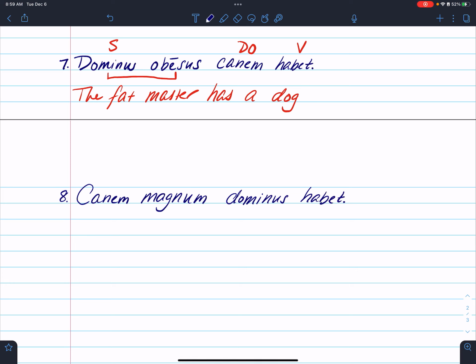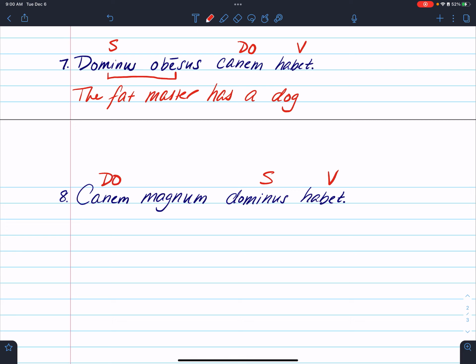Okay. Canem magnum dominus habet. Say it. Canem magnum dominus habet. All right, now. My verb is habet, right? It has been singular this whole time, except habent in example 3. True, except habent in example 3. Thanks, Tiffany. Okay, now. What's my subject? Is it canem or dominus? Which one's nominative? Dominus. Good. Which means canem is my direct object.